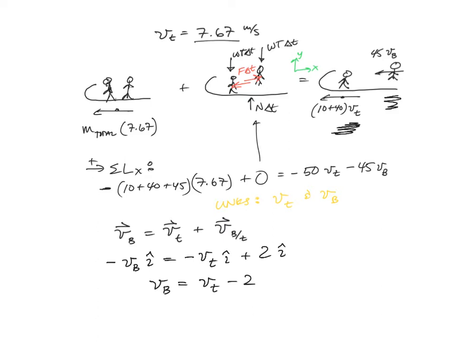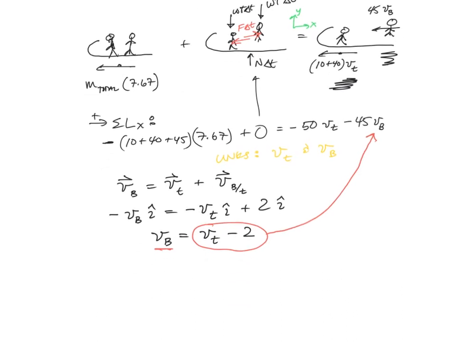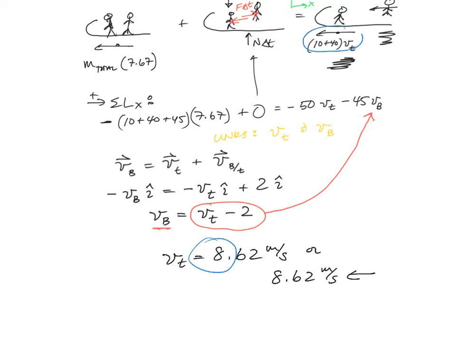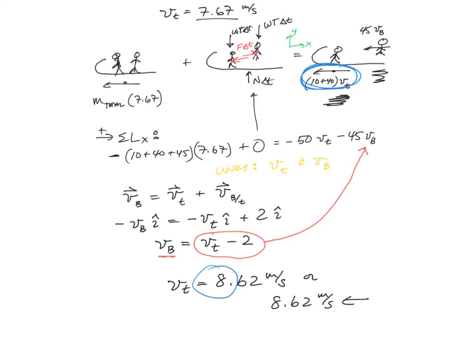So all I'm going to do is take that answer right there and put it right in that equation right there. And so when I solve that, I'm going to end up finding out that the velocity of the toboggan was equal to 8.62 meters per second, or 8.62 meters per second to the left, because a positive number here ends up saying that we have drawn it in the correct direction on our impulse momentum diagram.